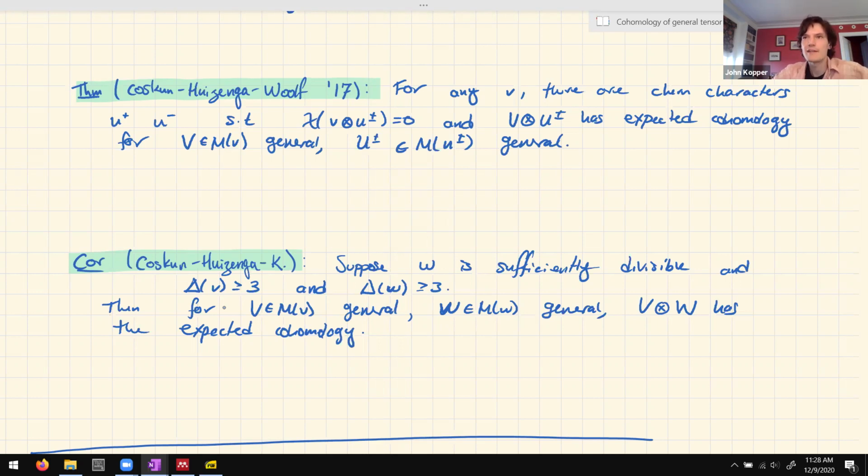Now I've drawn a horizontal line at the bottom of the page, which means I should pause and ask if there are any questions.